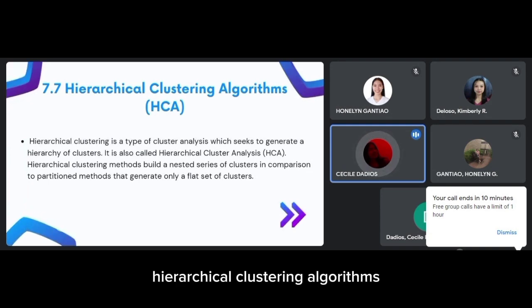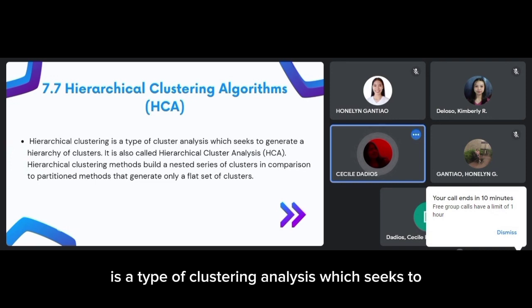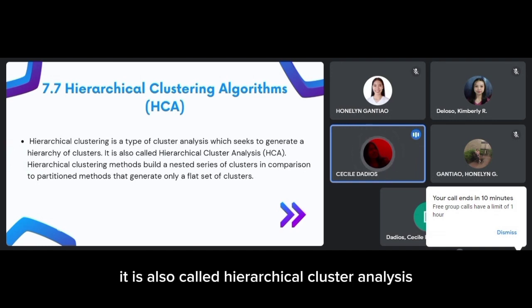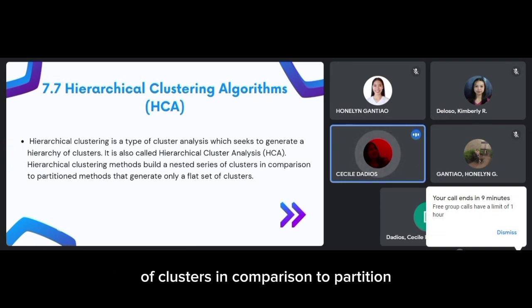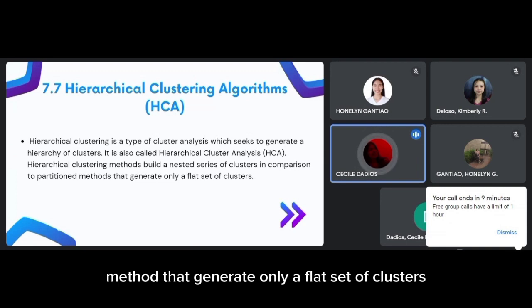Hierarchical clustering algorithms. Hierarchical clustering is a type of clustering analysis which seeks to generate a hierarchy of clusters. It is also called hierarchical cluster analysis. Hierarchical clustering methods build a nested series of clusters, in comparison to partitioned methods that generate only a flat set of clusters. So there are two types of hierarchical clustering, that is agglomerative and divisive.